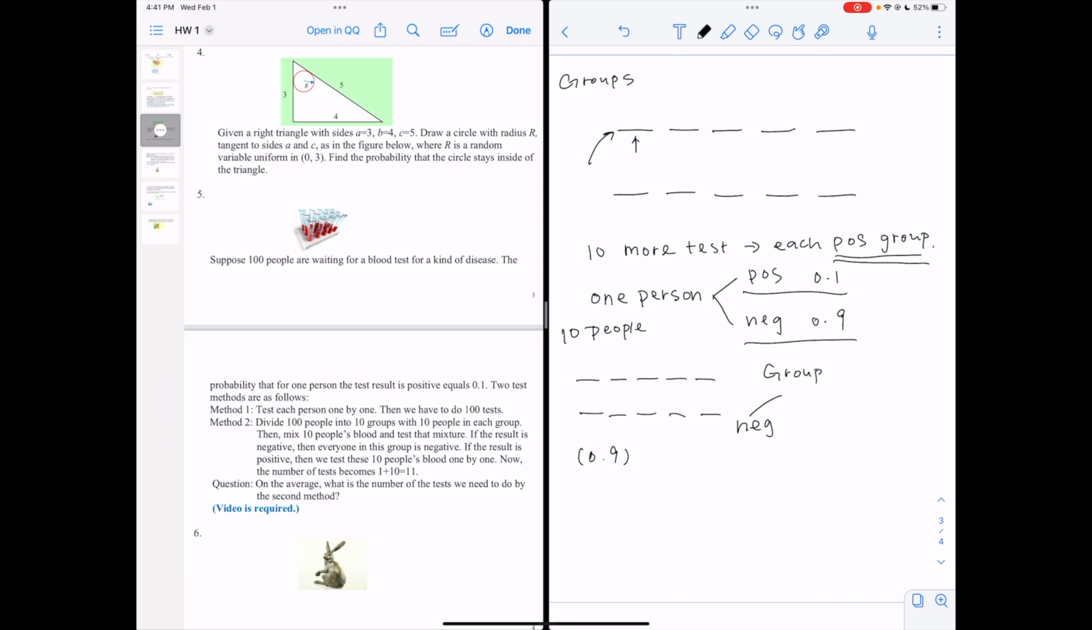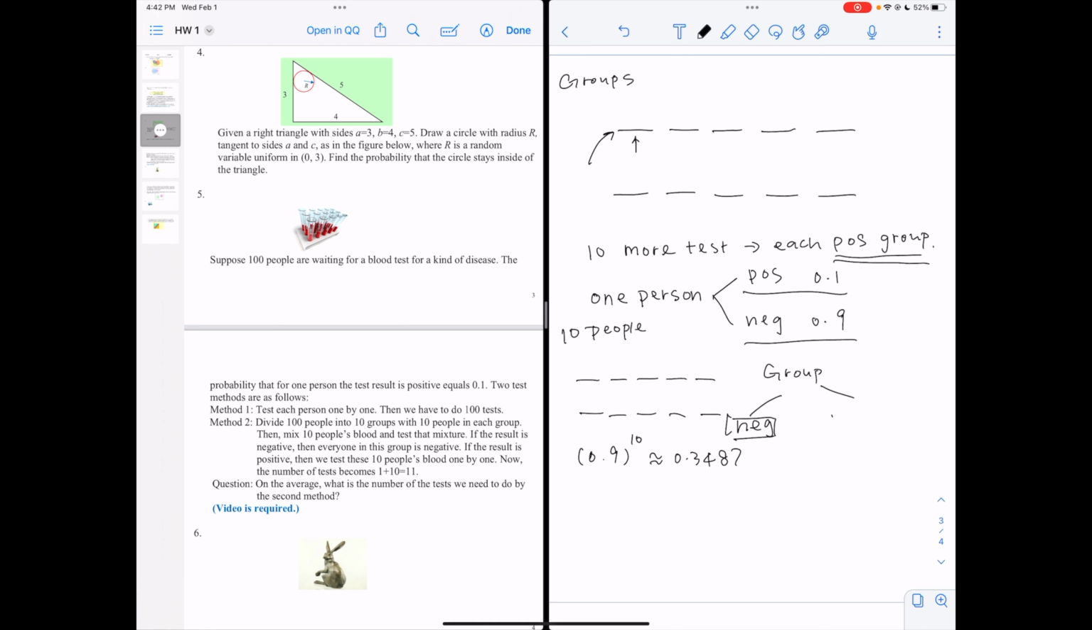And because those events are independent, like a person getting sick does not affect the probability of another person getting sick, we're going to simply multiply 0.9 ten times, and that gives us the probability for all 10 people in this group to be negative. That roughly gives us 0.3487. So that is actually the probability for the group to test negative.